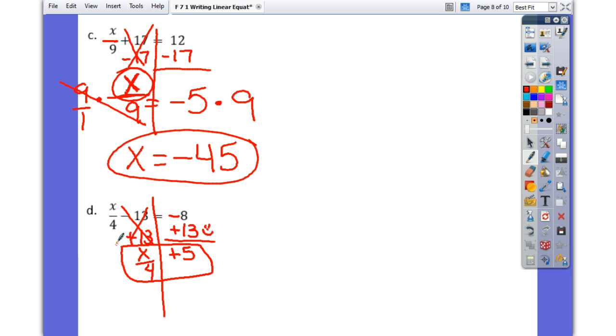Now the final step to solve this is what? What operation? What inverse? Add, subtract, multiply, or divide. So I've got x divided by 4, so what do I need to do to both sides to solve this? I need to multiply both sides by 4. So x equals positive 5 times 4 is 20.